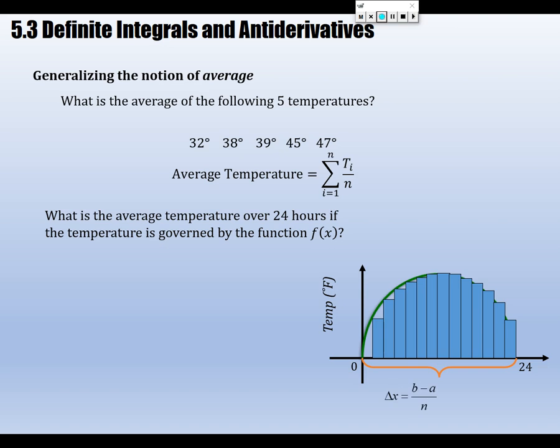All right, so let's suppose, as usual, we have, let's say, n rectangles, and so delta x we're taking to be b minus a over n. And so one way we could say this, too, is that if we know what we want delta x to be, if it's 24 hours here, n would be 24 over delta x. You rearrange that expression. So the average temperature is the same thing that we set up here, except instead of Ti, I've got f of xi. So this is us evaluating at each of these heights, and then dividing by n.